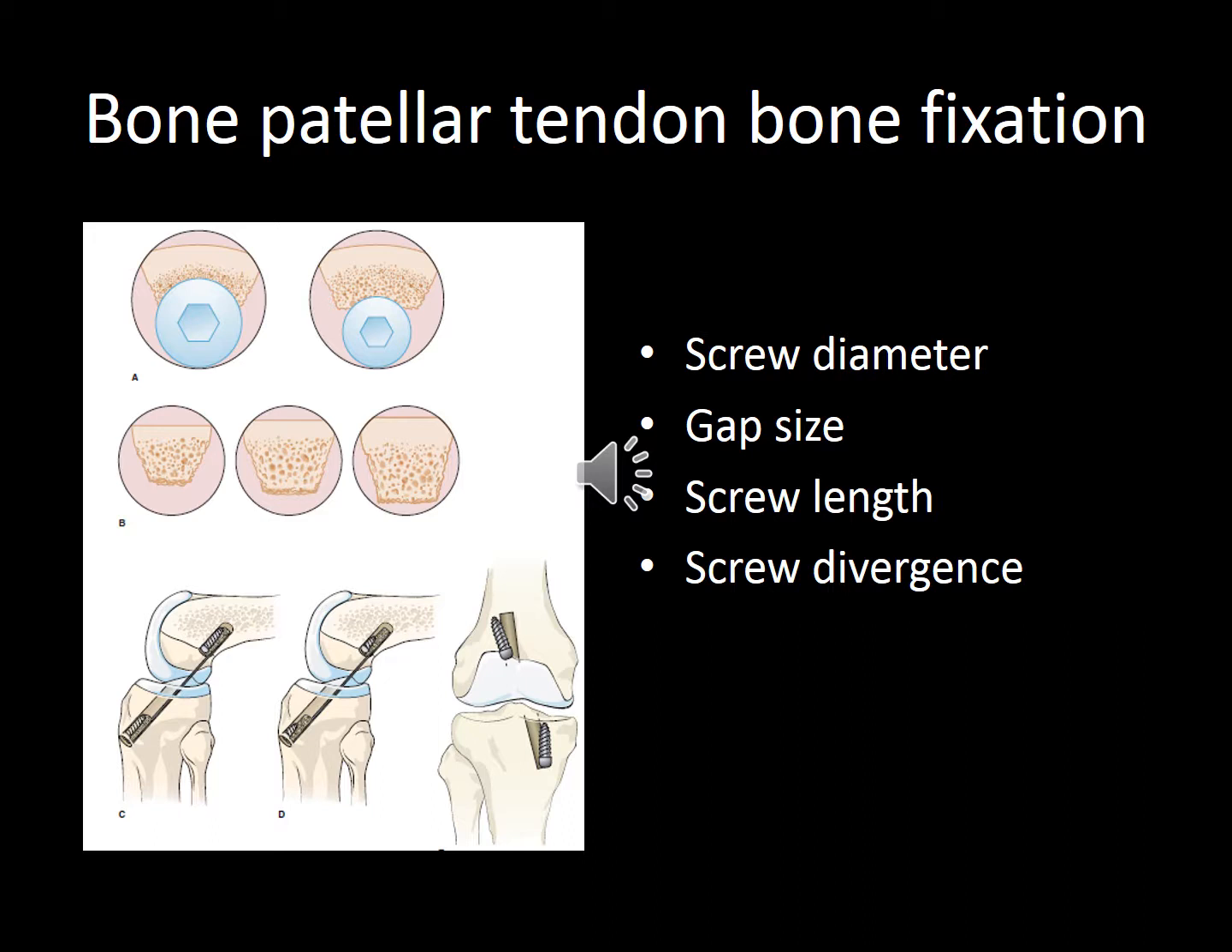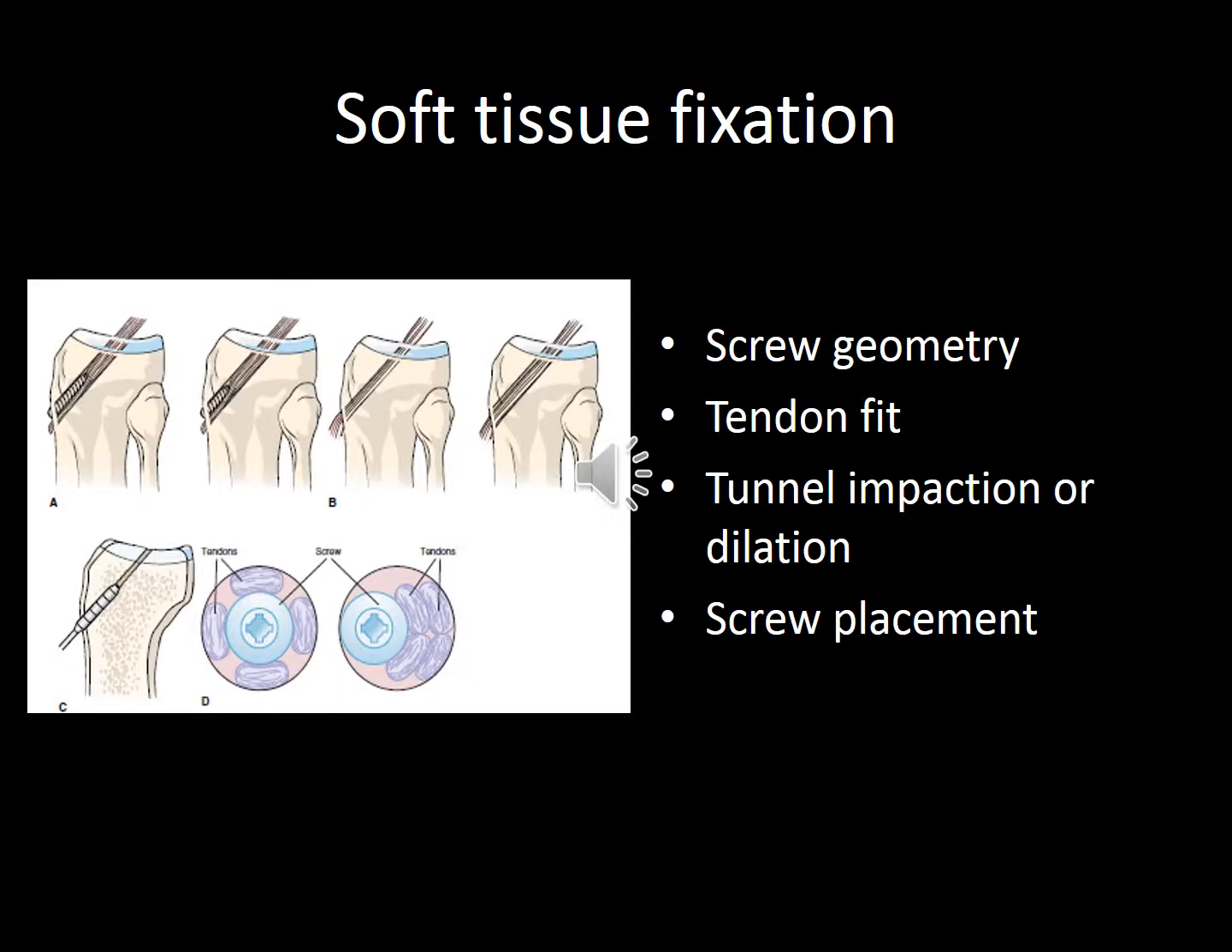Screw length does not have a large influence on the initial fixation properties as the length of the bone block is limited. Screw divergence less than 30 degrees does not seem to have a significant effect on clinical outcome. The screws should be placed parallel to the bone block and bony tunnel. Factors contributing to the initial fixation properties of soft tissue graft fixation are screw geometry, tendon fit, tunnel impaction or dilation, and screw placement.